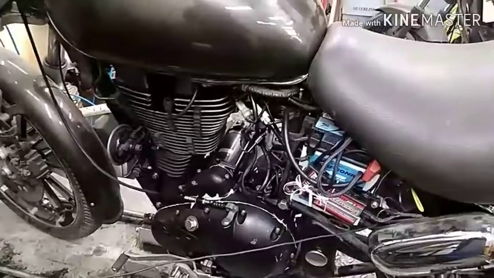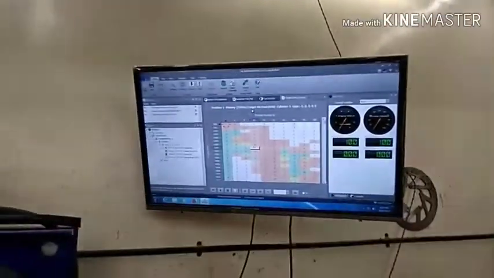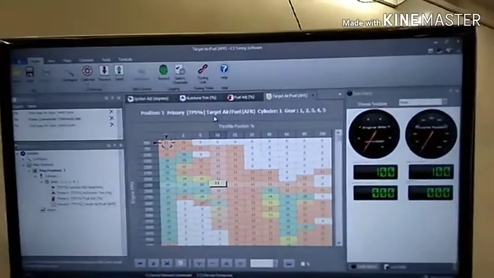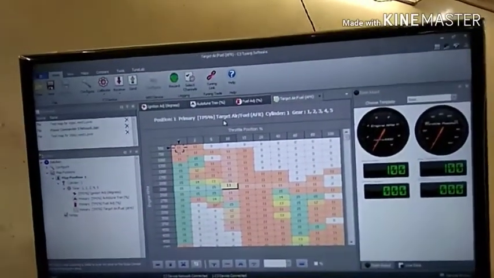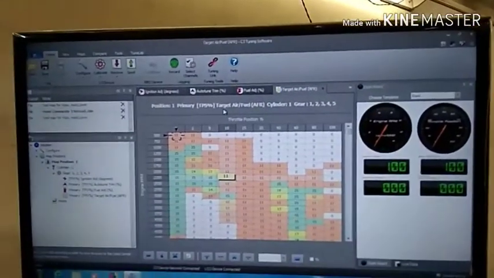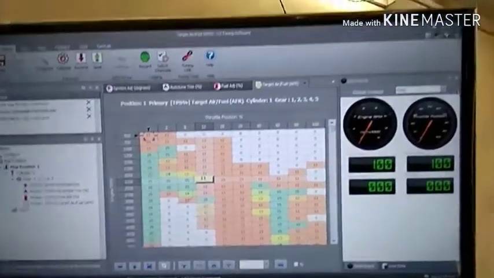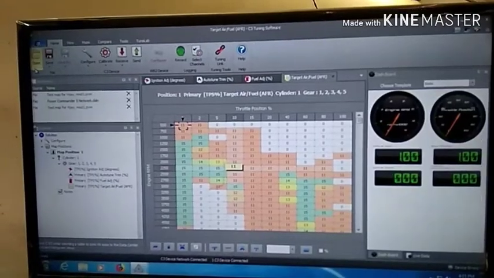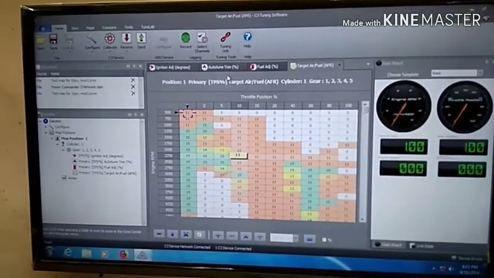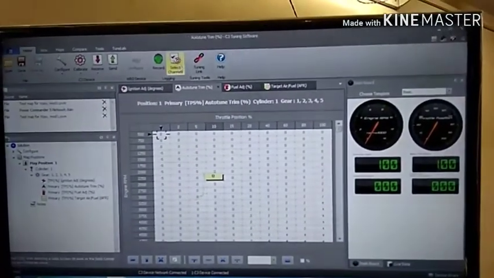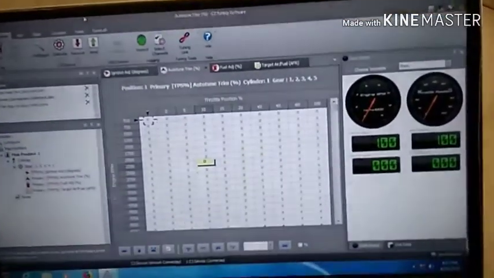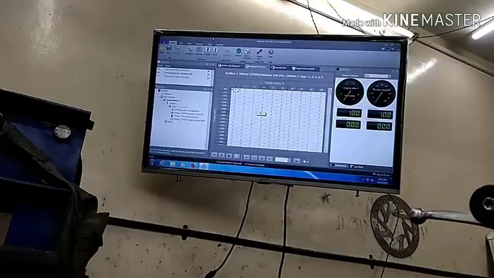I have chosen this bike because right now I'm working on it. As you can see, some of those parameters on the screen are basically ignition related and fuel related. In a carburetor bike, you can set the AFR by tweaking the air screw, but in EFI motorcycles you have to have the software and the unit to understand and change the parameters. Understanding is very important in the repair.